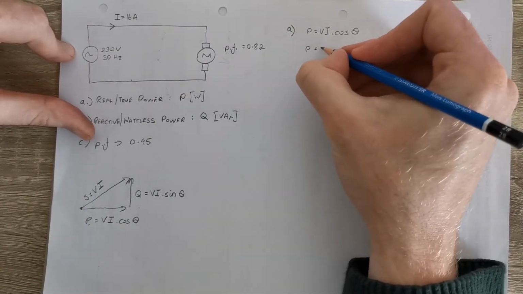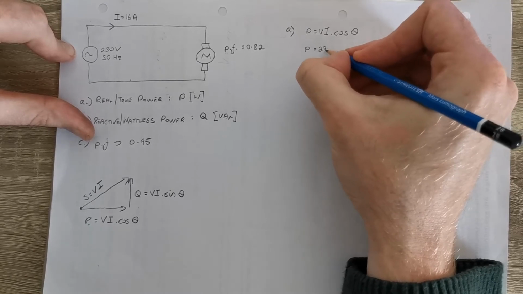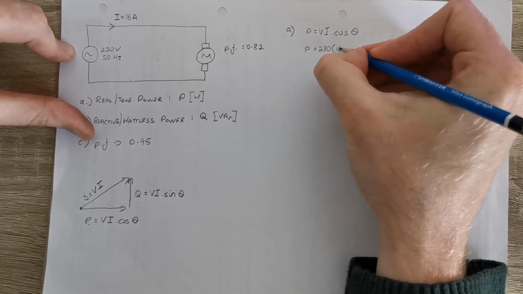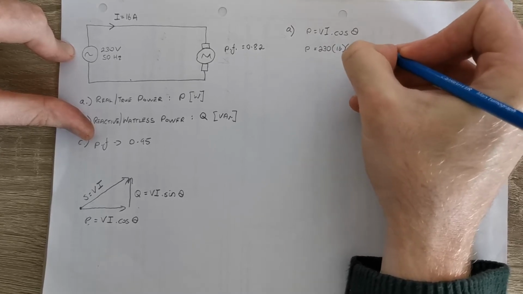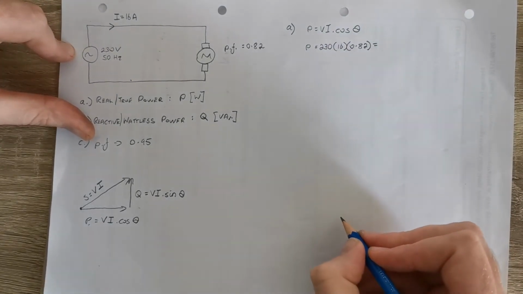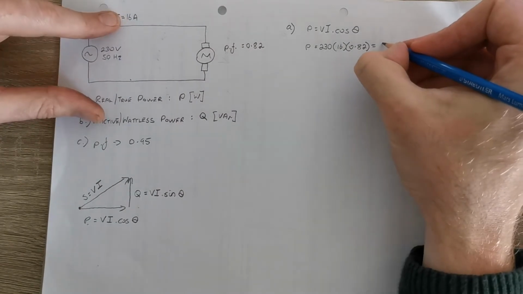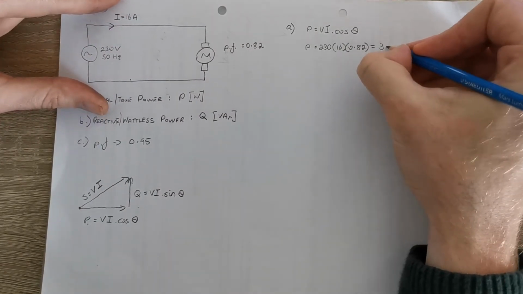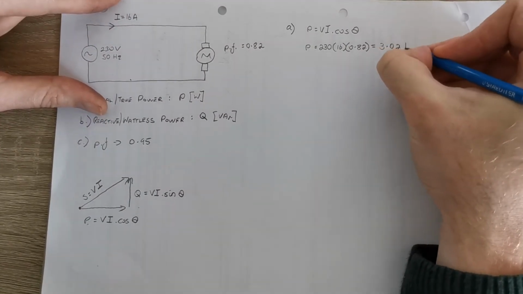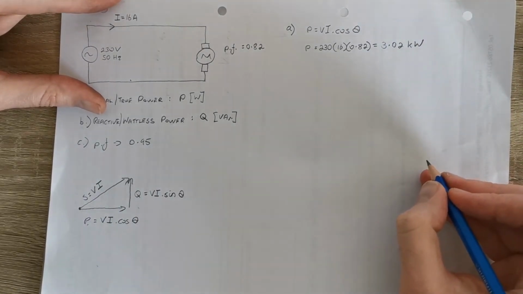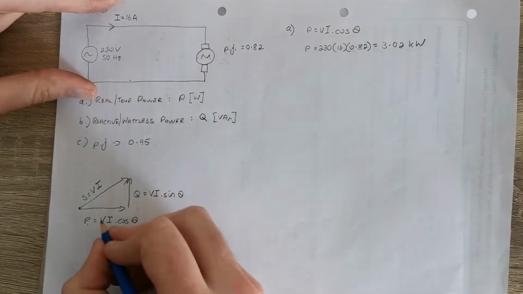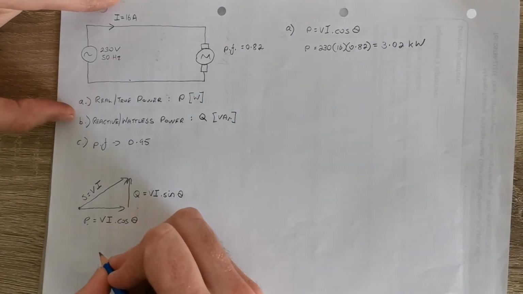So we can say that our real power is equal to 230 times 16 times 0.82. And it's asked to work out the answer in kilowatts. So it comes out at 3.02 kilowatts. So that's our real power, this value here, P.